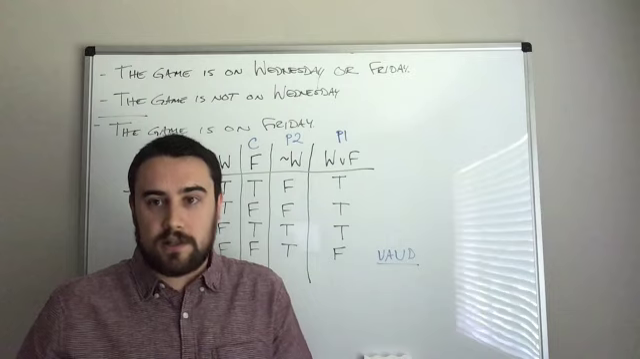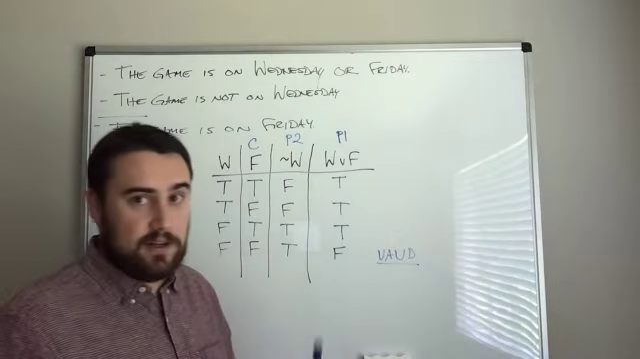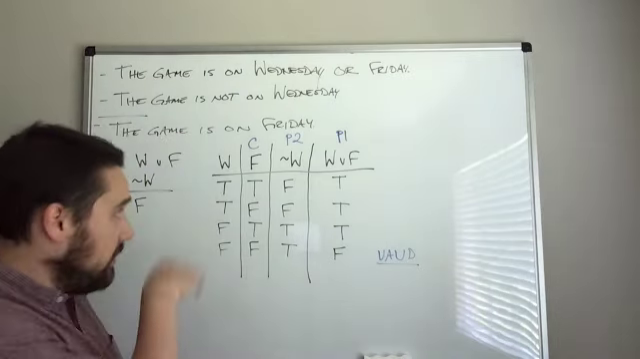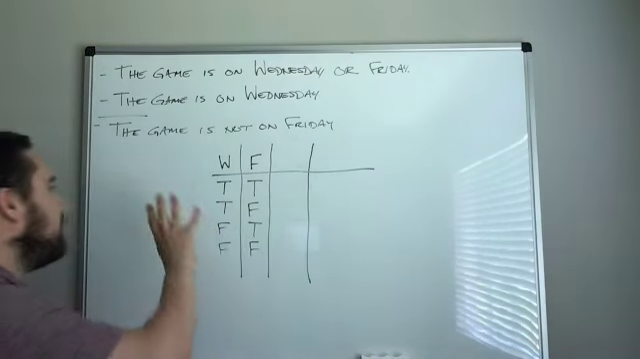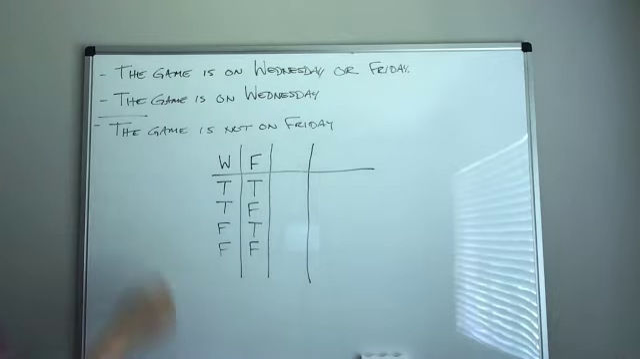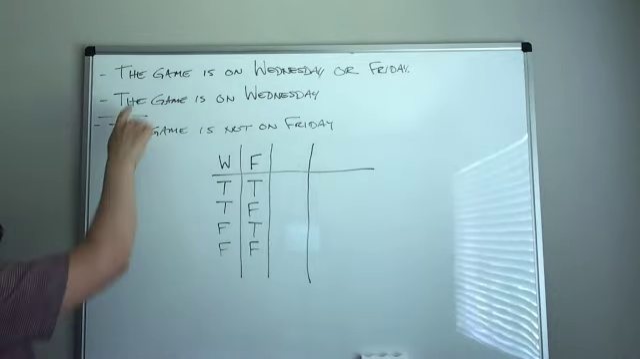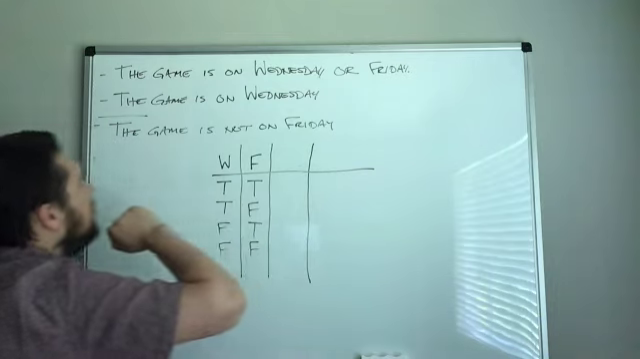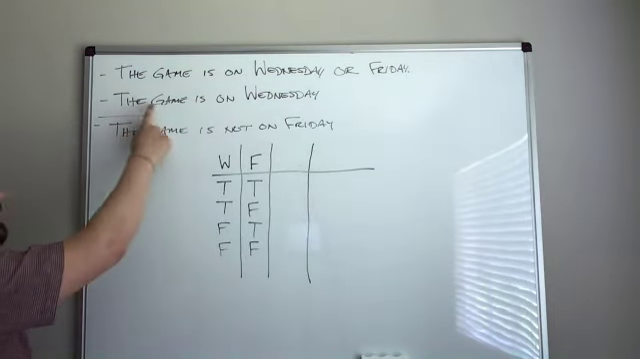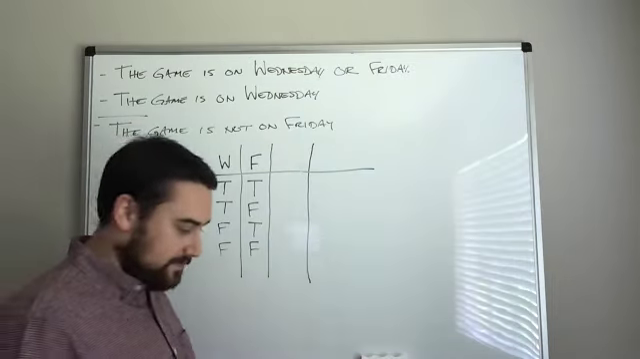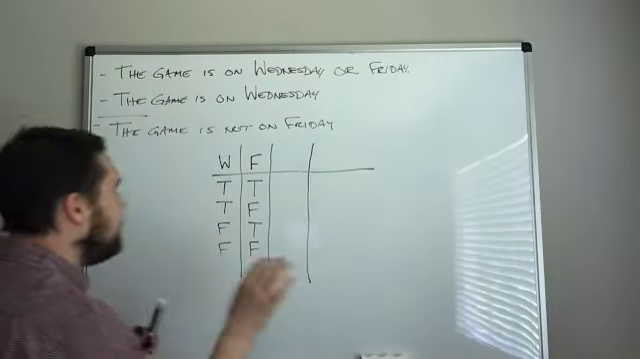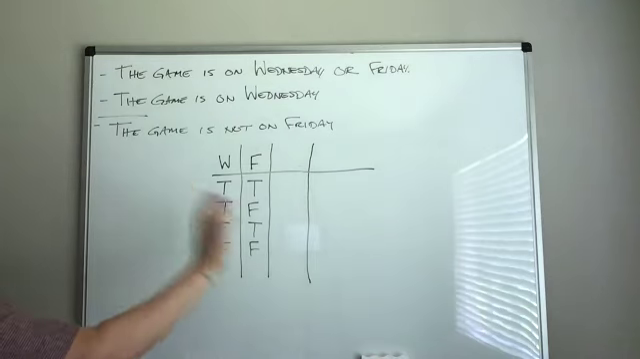So now let's take a look at an example that is in fact invalid. I'm going to use all the same letters, but I'm just going to rearrange the argument. Okay, so in this version of the argument now, I've slightly rearranged things. Here we have the same initial first premise, right? The game is on Wednesday or Friday. The second premise, though, is different. It says the game is on Wednesday, and the conclusion is that therefore the game is not on Friday. This argument is going to turn out to be invalid, and we'll see why in a second.